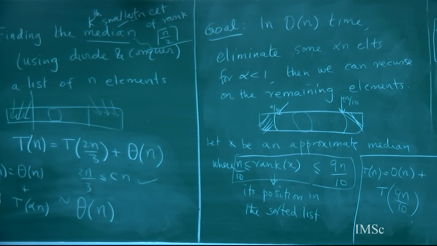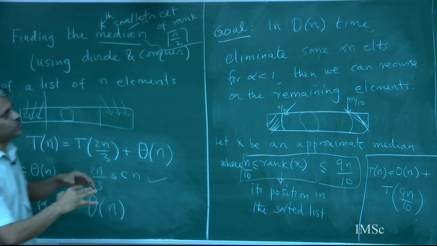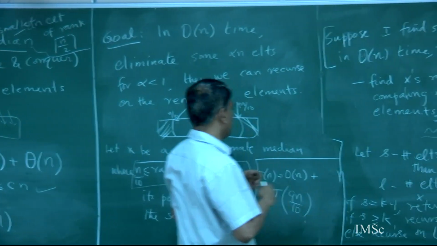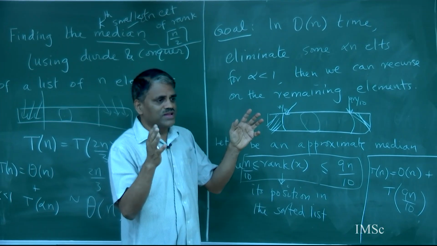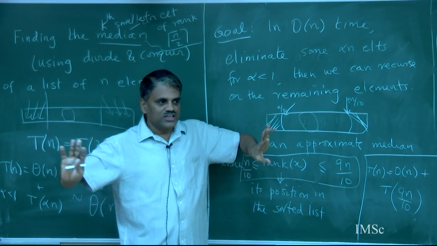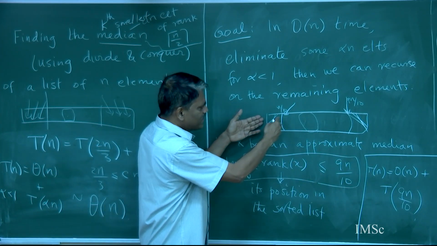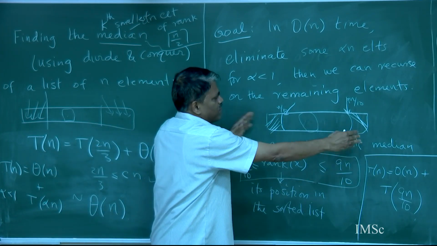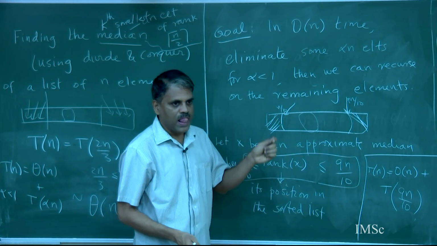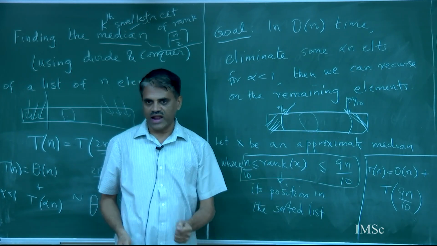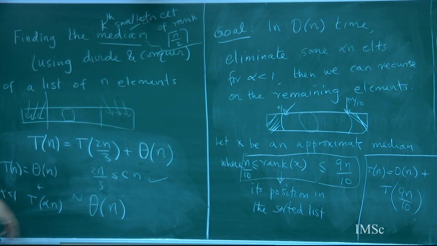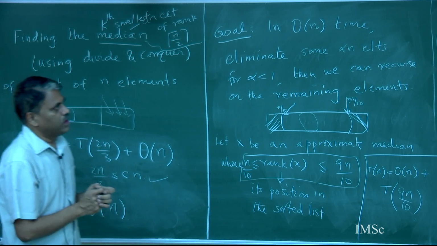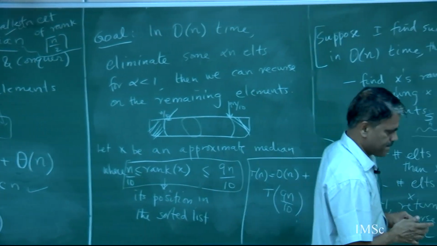Clear? So now all I'm left to do is to find somehow, don't bother about the exact median, but an approximate median, meaning something whose rank is not too much to the extreme. At least some fraction is on this side, some fraction on that side. If I manage to find such an X, and I scan and find its exact rank, then it tells me which side to recurse, and because of this recurrence relation, I'm done. So the goal now is to find such an X.